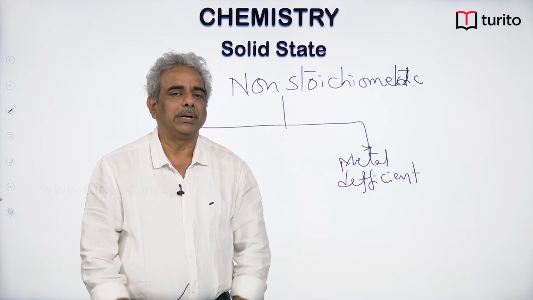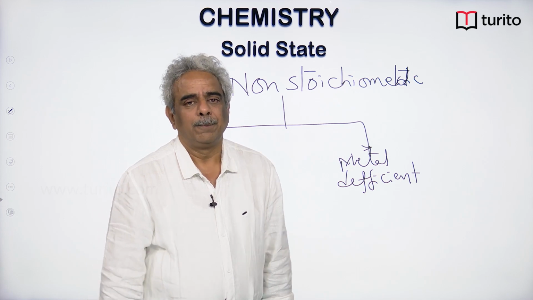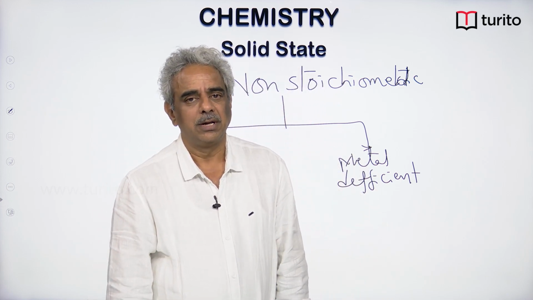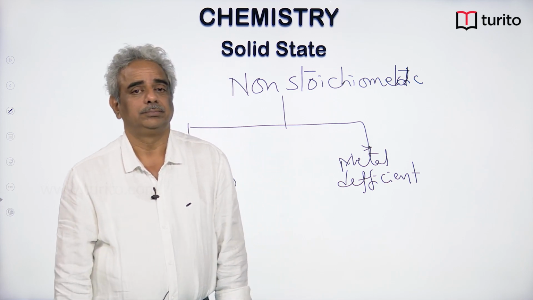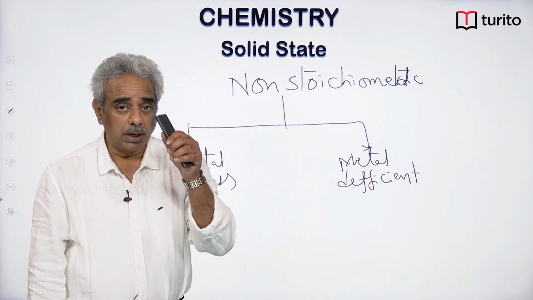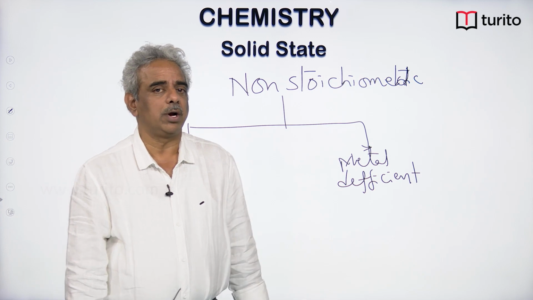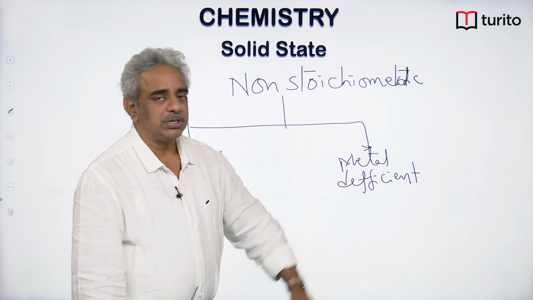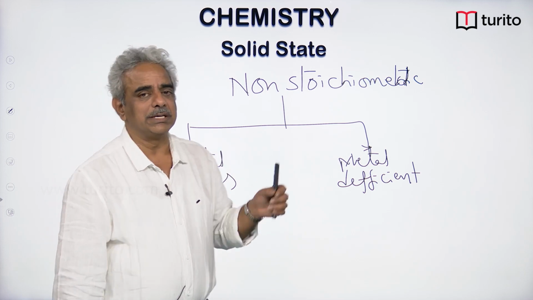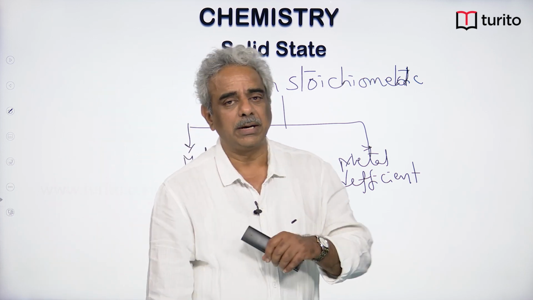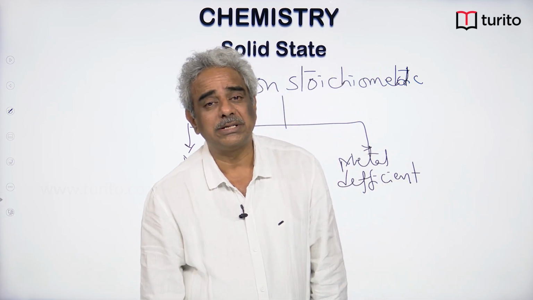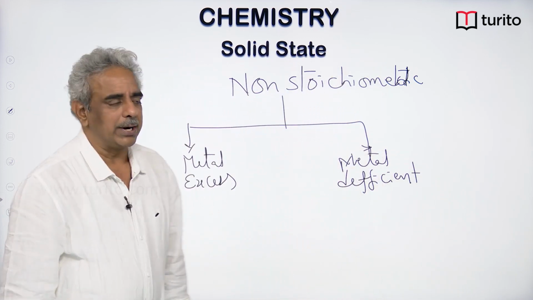So, how can that happen? The students may think that if some metal ions are missing or some non-metal ions are missing, like that, the charge of the unit cell will not be maintained neutral. Even though there is metal deficiency, even though there is metal excess, the unit cell will remain neutral. So, what is the phenomenon? How does this happen? That we should understand.